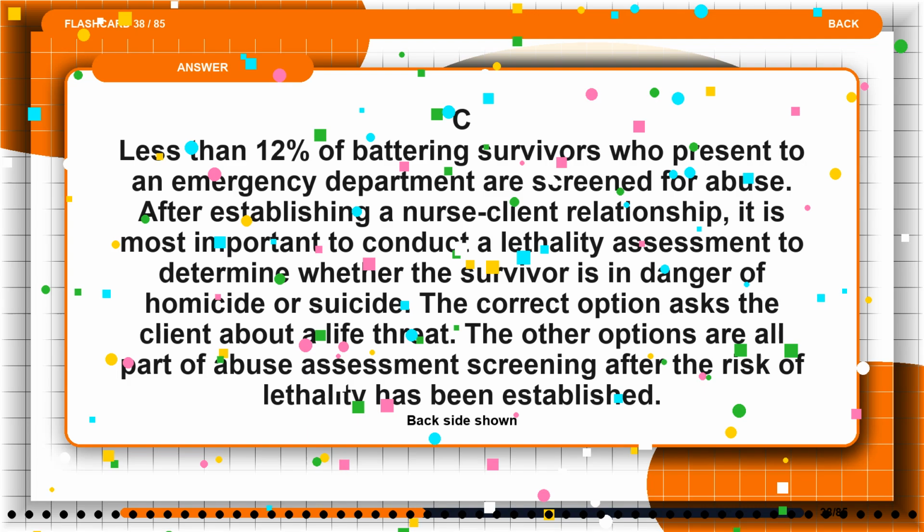The answer is C. Less than 12% of battering survivors who present to an emergency department are screened for abuse. After establishing a nurse-client relationship, it is most important to conduct a lethality assessment to determine whether the survivor is in danger of homicide or suicide. The correct option asks the client about a life threat. The other options are all part of abuse assessment screening after the risk of lethality has been established.